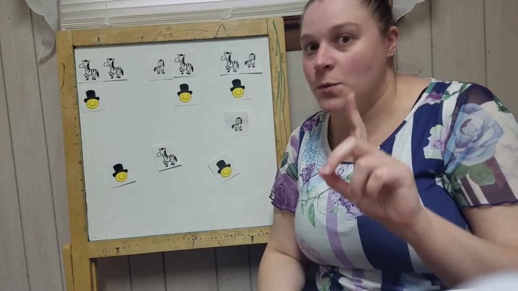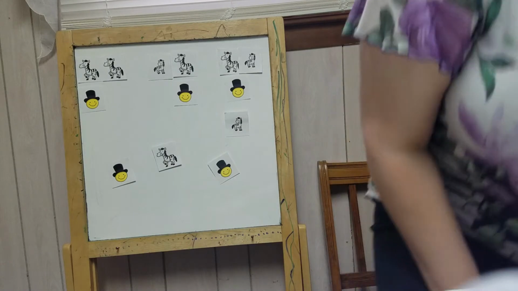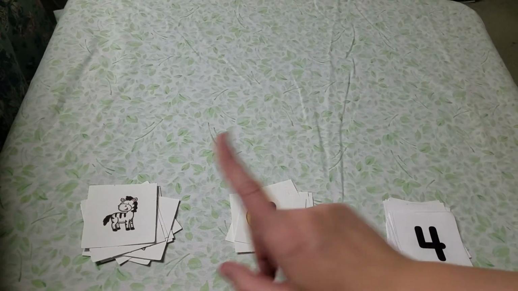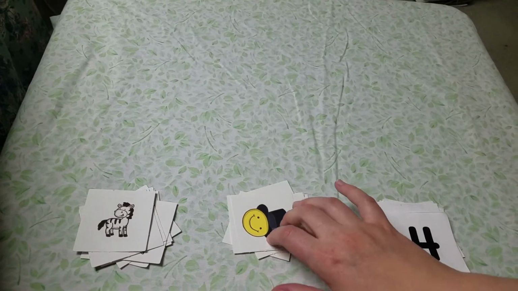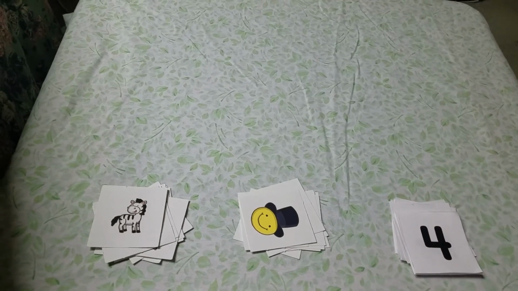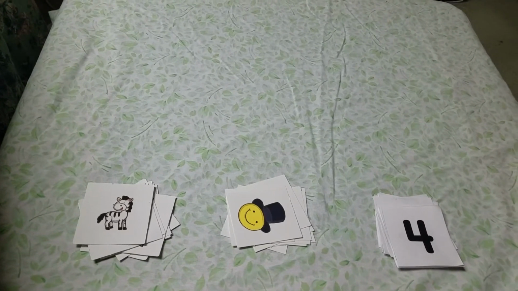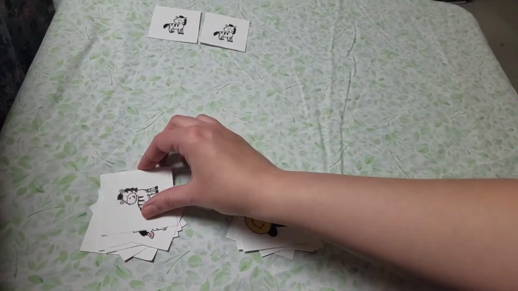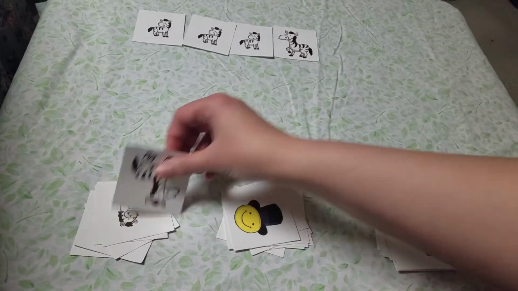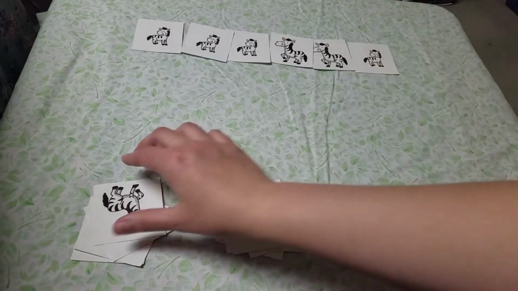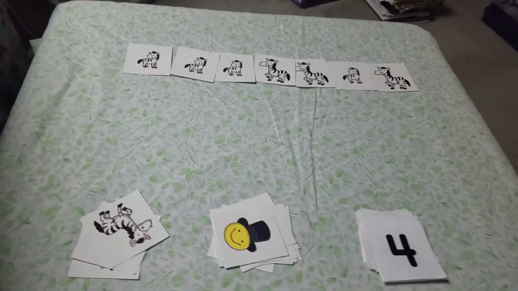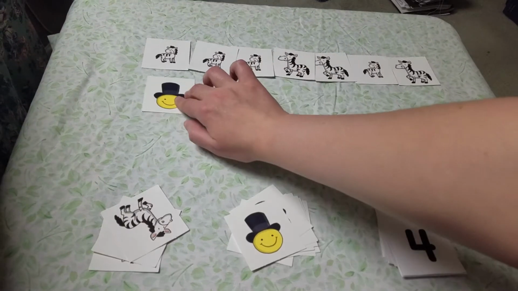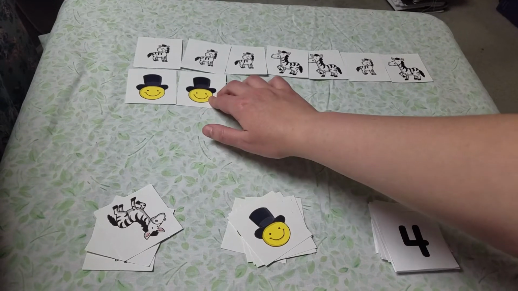And I'm just going to pause the video for 1 second so I can get over to my table. All right, so now I'm at my table and I have my zebra cards and my smiley face cards and my number cards. So now I want you to follow along with me, okay? The first thing I want you to do is to put 7 zebras in a line. 1, 2, 3, 4, 5, 6, 7. Line up 7 zebras, okay? And then I want you to line up 2 smiley faces. 1, 2.